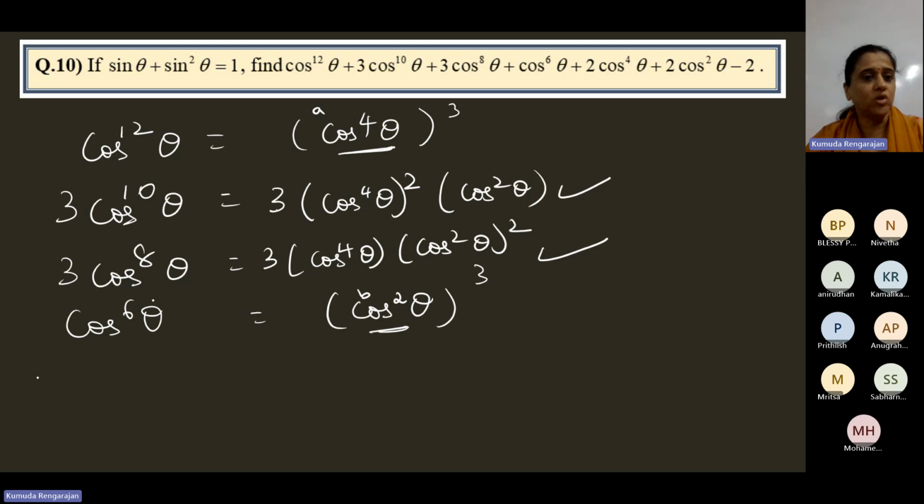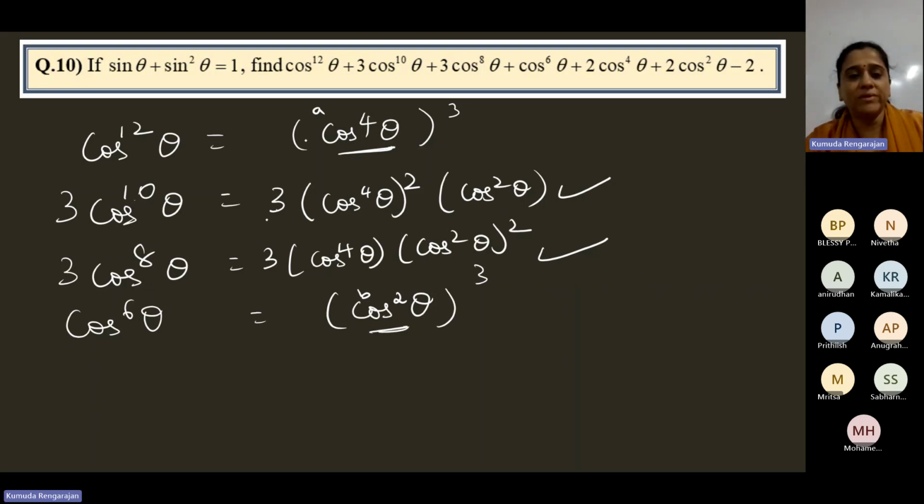to 3 cos theta to the power 8. So how do you simplify this? 4 2s are 8. So cos theta to the power 8 into cos square theta. Bases are same, multiplication, add the powers. So 8 plus 2, 10. So here we have 3 cos theta to the power 10. And here 2 into 2, 4. Bases are same, cos theta, add the powers. 4 plus 4, 8. So cos theta to the power 8, 3 cos theta to the power 8.